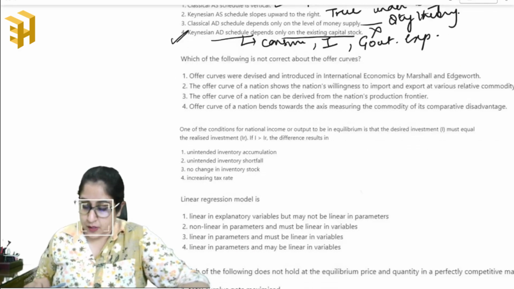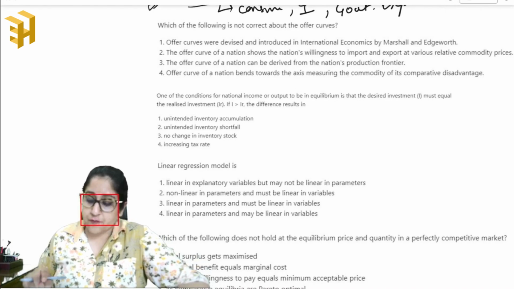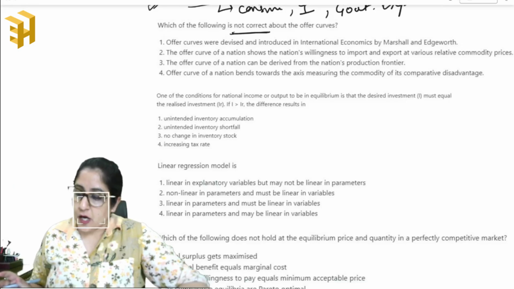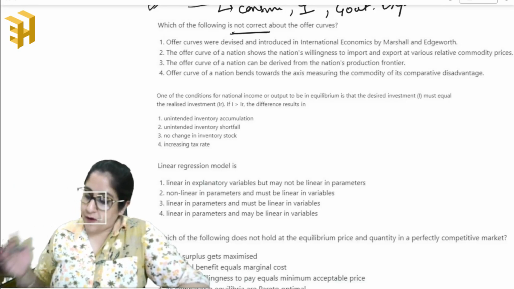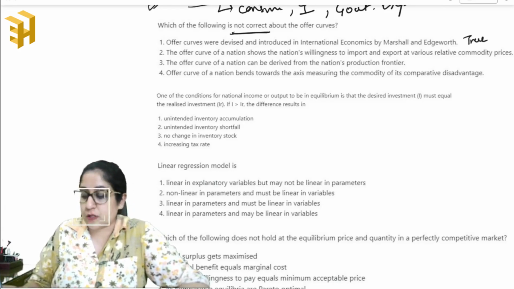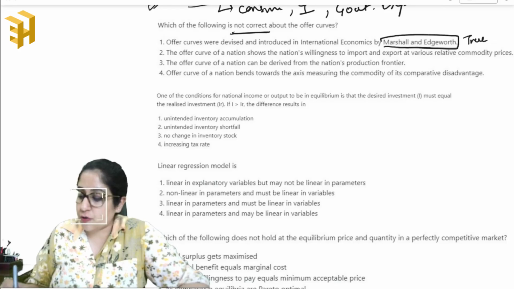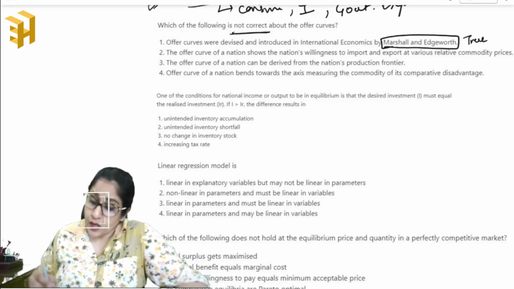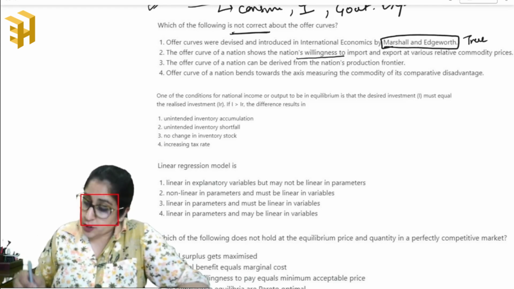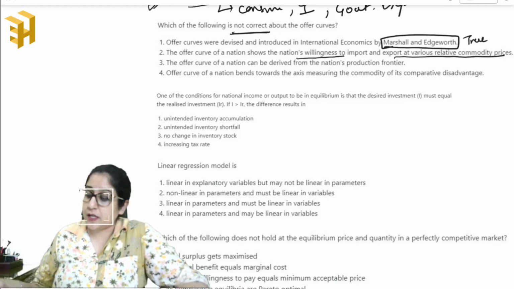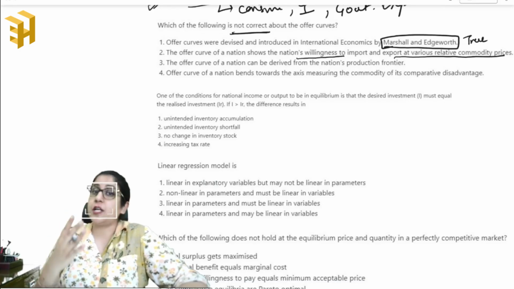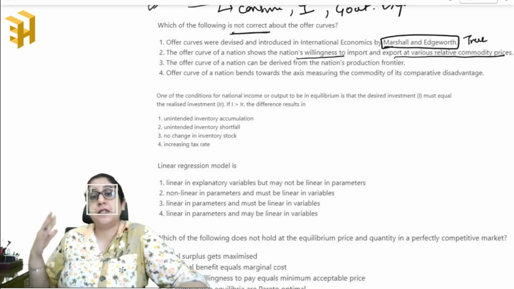Now, which of the following is not correct about the offer curves? First, offer curves were devised and introduced in international economics by Marshall and Edgeworth. This is true. This is a factual statement, and so you must remember this. The offer curve of a nation shows the nation's willingness to import and export at various relative commodity prices. Yes, the willingness to trade. Offer curves actually show you the willingness to trade by a nation.